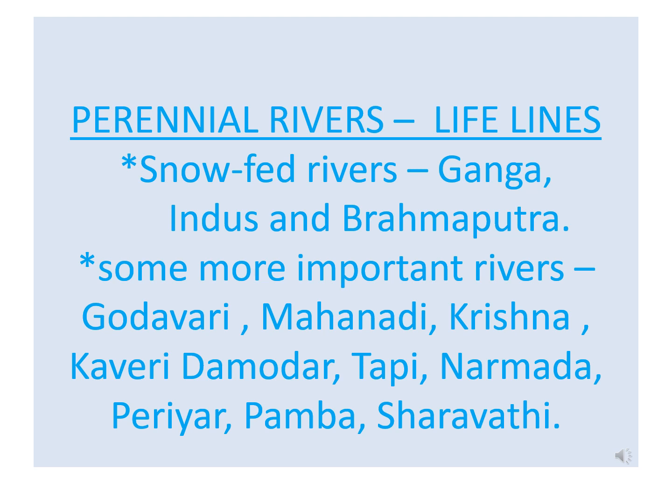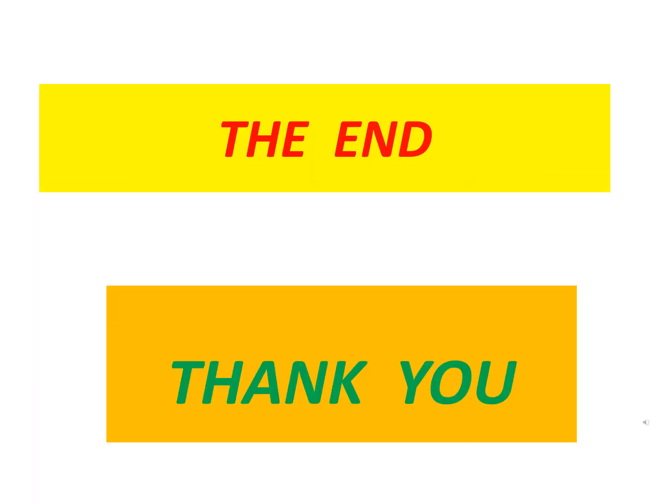There are some more important rivers which flow through the Deccan Plateau, the Deccan Peninsula: Godavari, Mahanadi, Krishna, Kaveri, Damodar, Tapi, Narmada, Periyar, Pamba, Sharavati. This is the end of the chapter. Thank you, children.